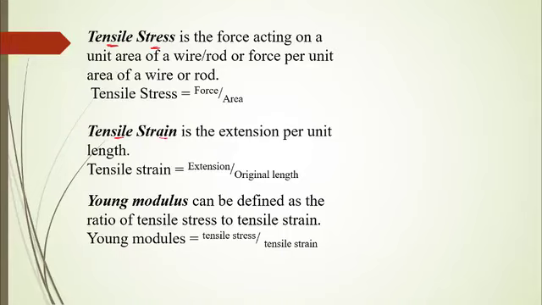When we talk about tensile stress, what exactly do we mean? Tensile stress simply refers to the force acting on a unit area of a wire or a rod, or we can say it is the force per unit area of a wire or rod. Tensile stress is given by the formula force over area. Remember that force over area is also the formula for pressure, which is measured in Pascal. So it has basically the same dimension as tensile stress. It means the same thing. Stress and pressure are used interchangeably.